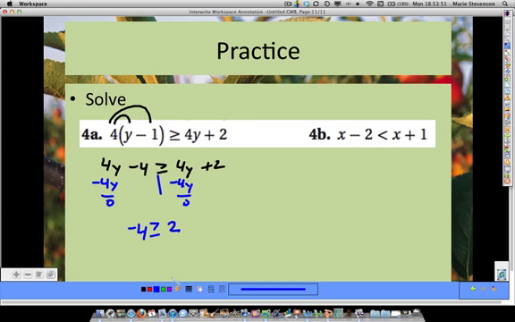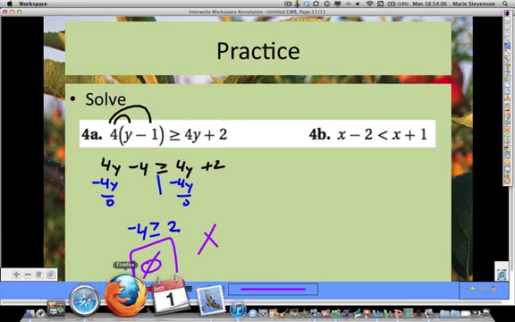Now remember, this is a 2 condition. It's either greater than or it's equal to. So is negative 4 greater than 2? No. Is negative 4 equal to 2? No. This is a false statement, so your answer is no solution.